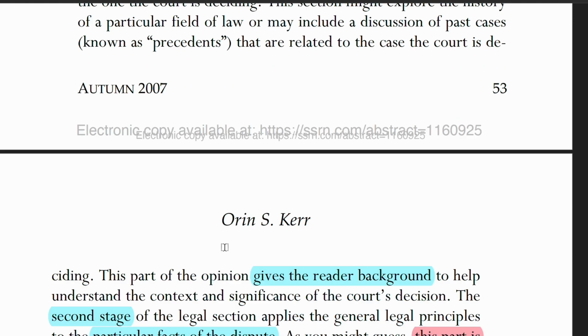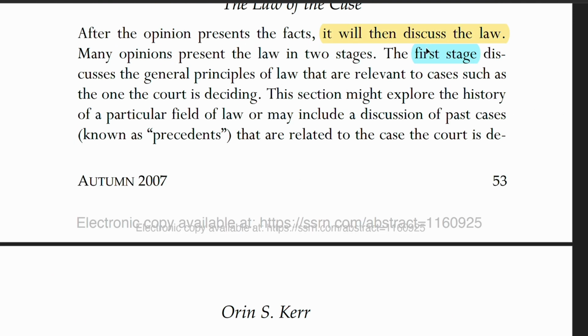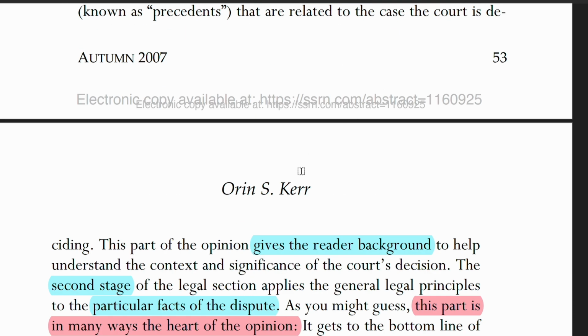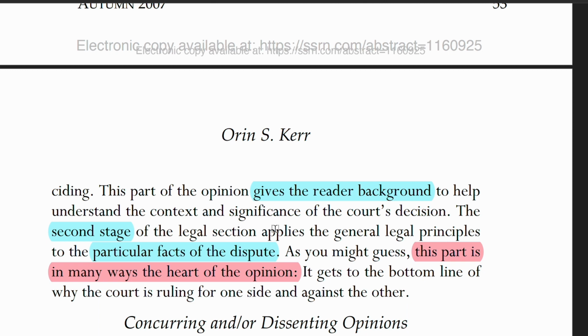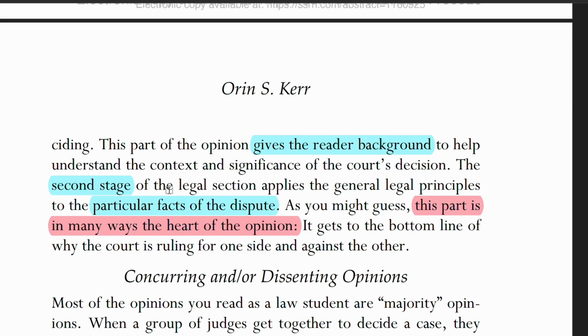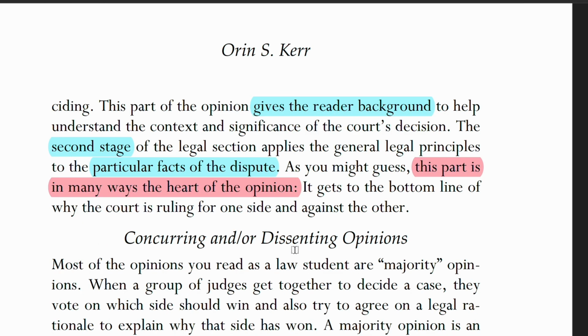And then it goes into the law of the case, and then it will discuss the law. And it comes in two stages. If there's any kind of sequence, I use blue to link them so I know what's in between. But the first stage, they go over the general principles of the laws that are relevant to the case. And it gives you the background. And then the next part is a second stage where the particular facts of the dispute are discussed. And this is going to be the heart of the opinion. So they're going to give you the background facts and what happened before, and then they're going to give you how it relates to this particular dispute. And that's where your main reasoning is going to come.